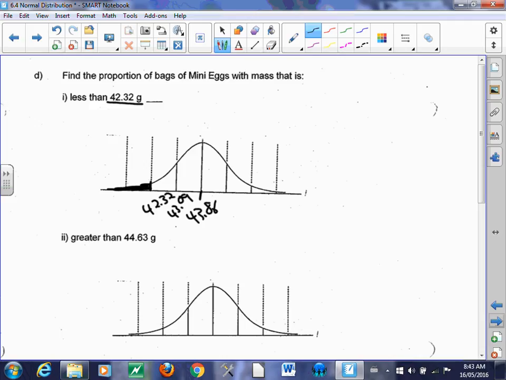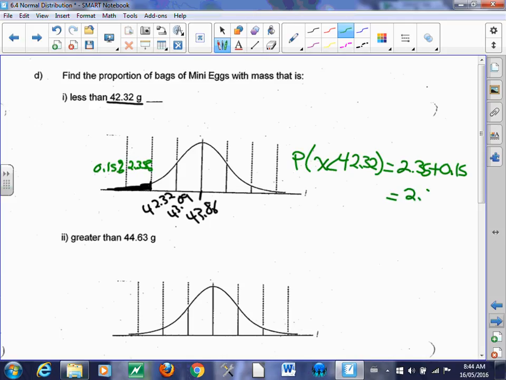You could use a dotted line or a dashed line, doesn't matter to me. So what two categories does this represent? Well, we've got one category here that's 2.35%, and the smaller category that's 0.15%. Okay? So, proper communication is probability when x is less than 42.32 equals adding of the two areas. So 2.35 plus 0.15 equals 2.5%. So 2.5% of these samples are less than 42.32 kilograms.